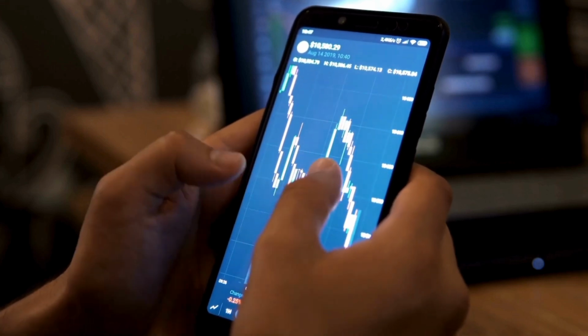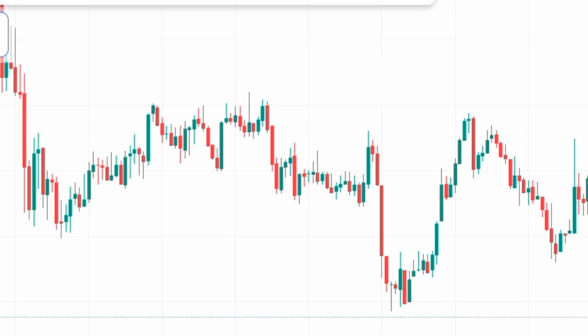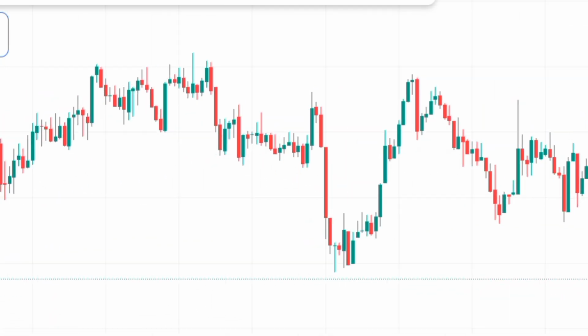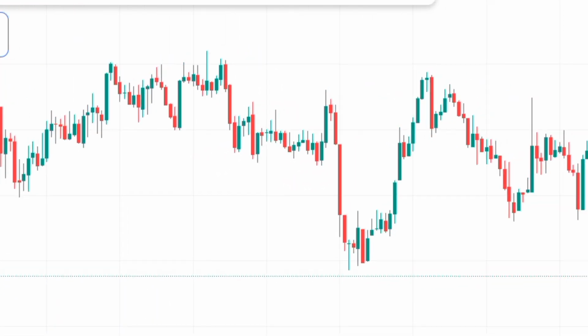So let's begin. First of all, what is price action? Price action simply means reading the behavior of price directly from candlesticks. These are candlesticks you are seeing here. Reading their behavior, it is what we call price action.